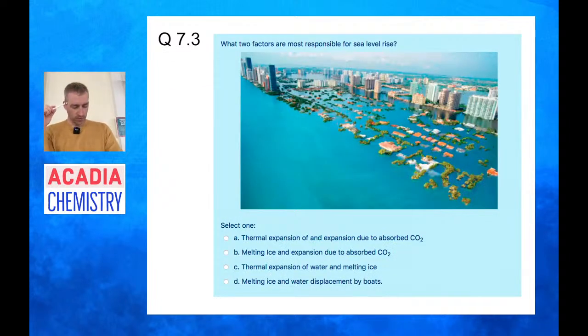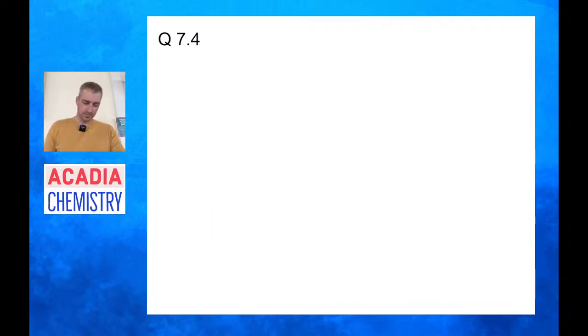What two factors are most responsible for sea level rise? As we discussed, the two things were thermal expansion of the water and melting ice. So it'd be C. Displacement by boats is not it, although it's probably something, right? If you took all the boats and they pushed the water up just a little bit. I don't know. We don't have that many boats. There is a 7.4. I don't know why it's not on my slide right now, but 7.4, I believe, is a question on the golden toad. We just covered that as well, so I don't know what to tell you about that. Let's move on.